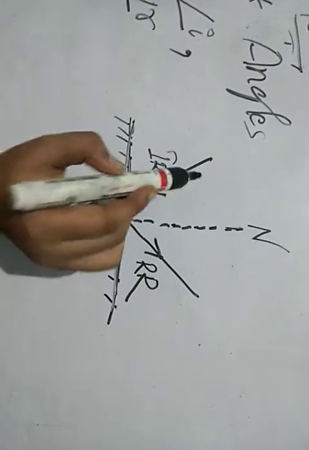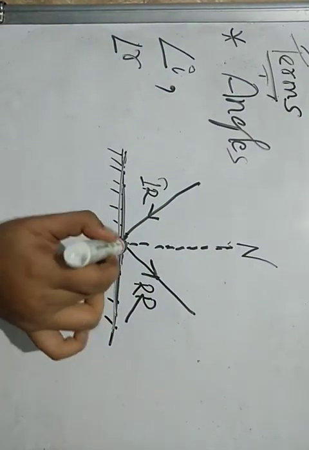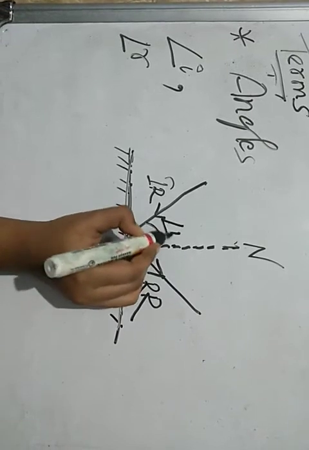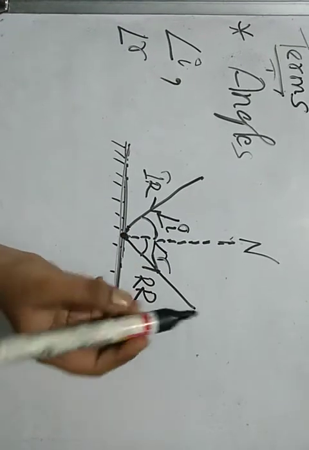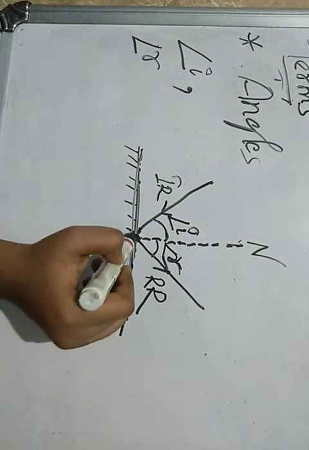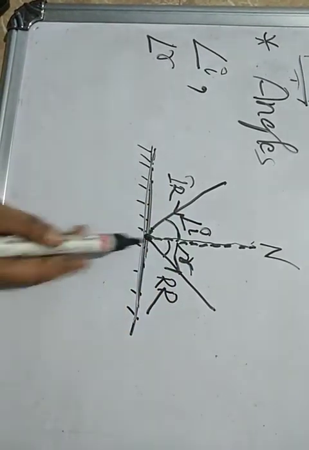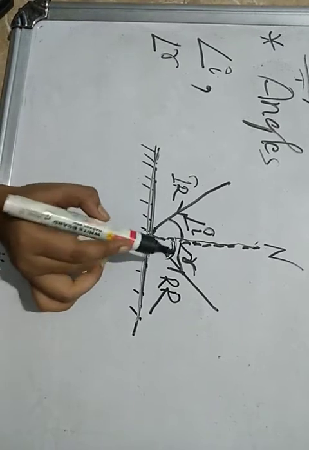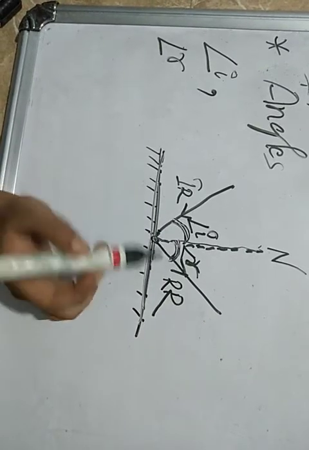Now, the angle made by the incident ray with the normal at the point of incidence is known as the angle of incidence. Now, how to define the reflected ray? The angle made by the reflected ray with the normal, at the point of incidence, is known as the angle of reflection. This is the angle of incidence, this is the angle of reflection.